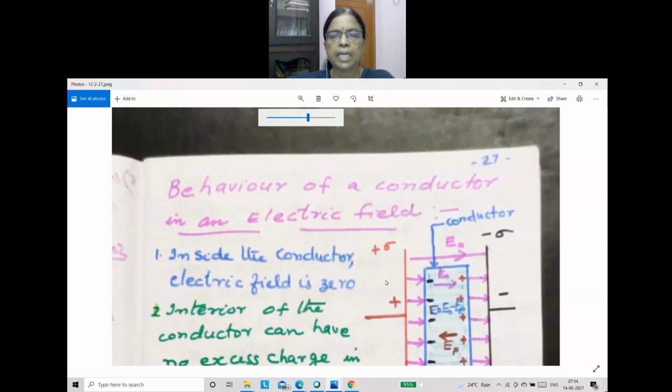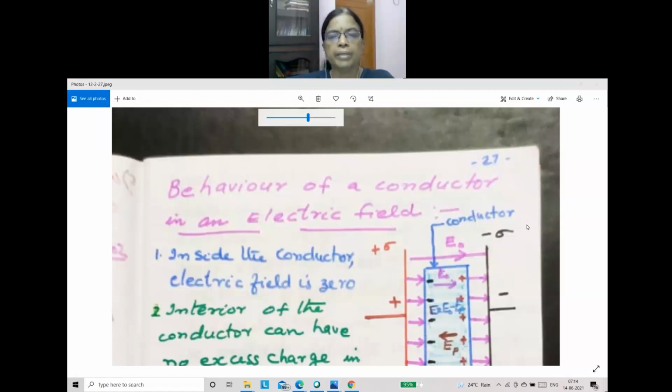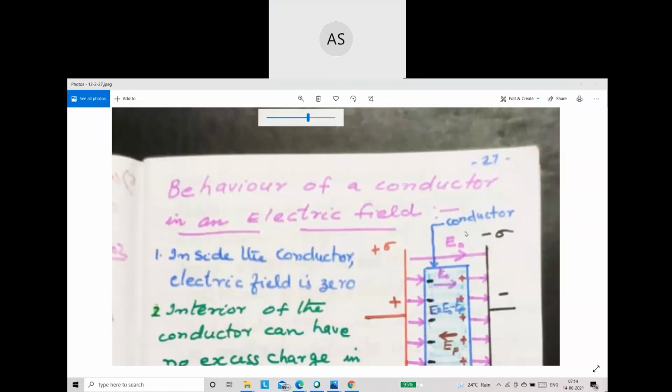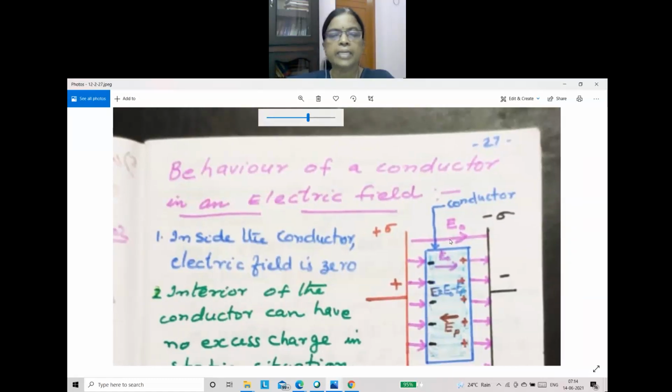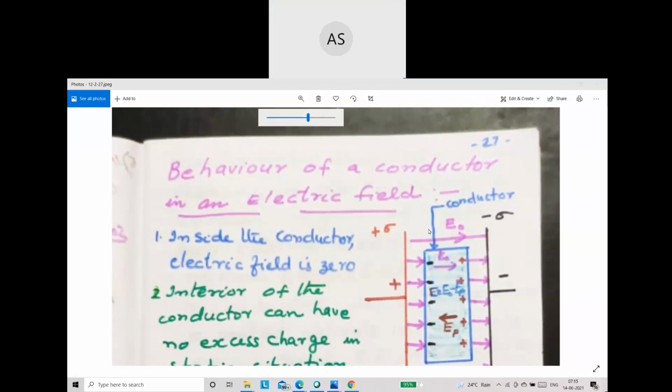So conductor, what's a conductor, children? Akshaya, what is a conductor? Yes, teacher. Materials which allow the current to pass through them. That is a conductor. So, conductor and insulator, why do conductors allow the electricity or heat to pass through them?